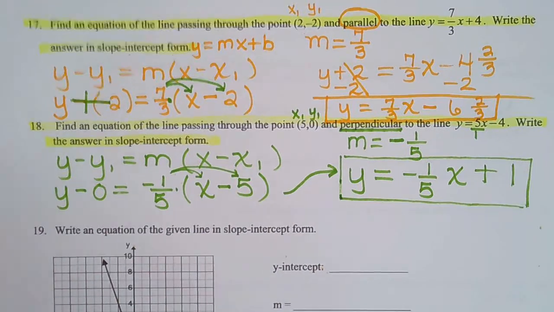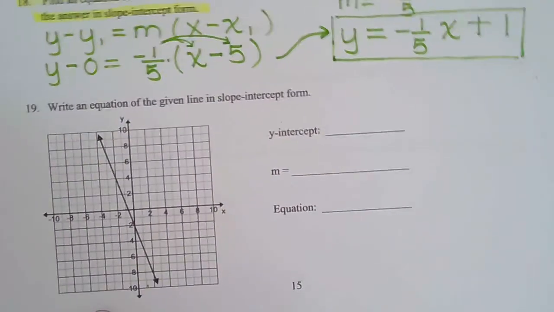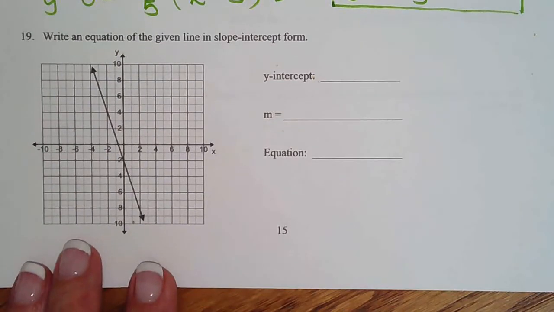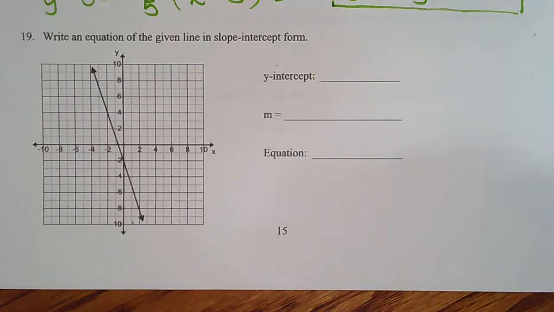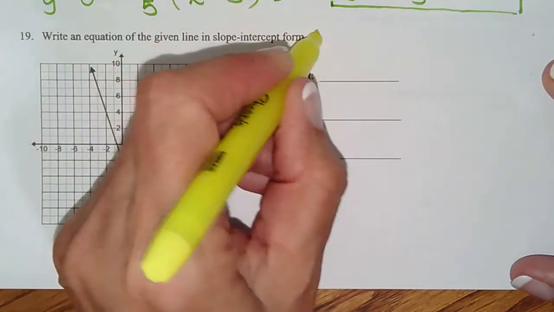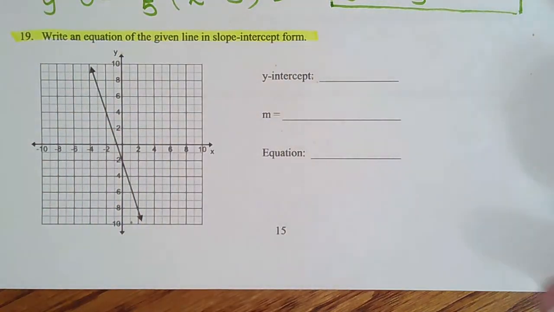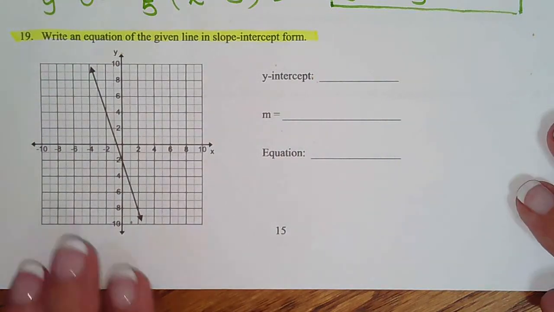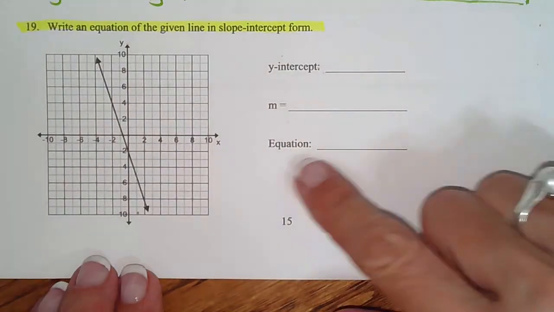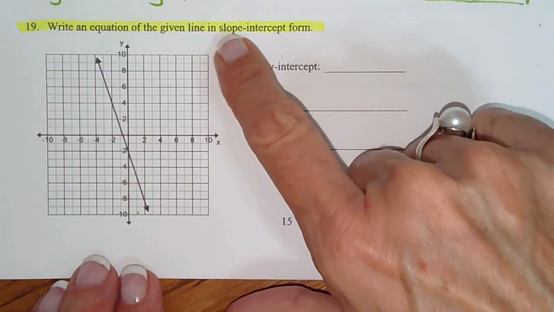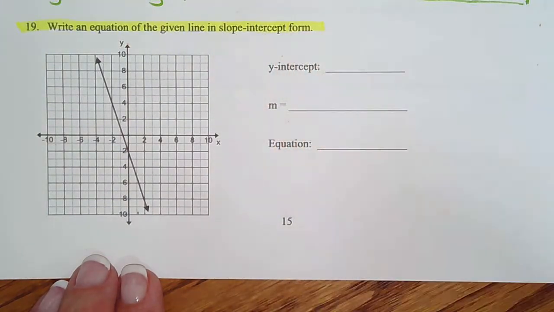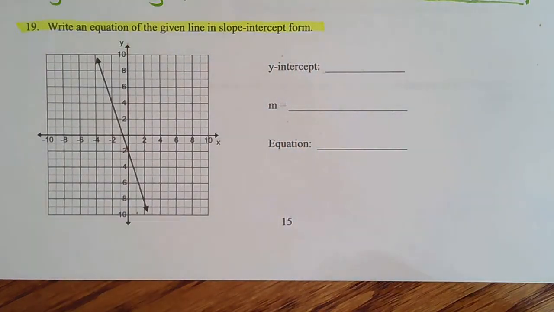I also put number 19 on the test. So this is another one you want to highlight. So I ask you 3 questions, just like I do here. I ask you for the y-intercept. I ask you for the slope. And then I ask you to write the equation in y equals mx plus b form. So let's take a look at this.